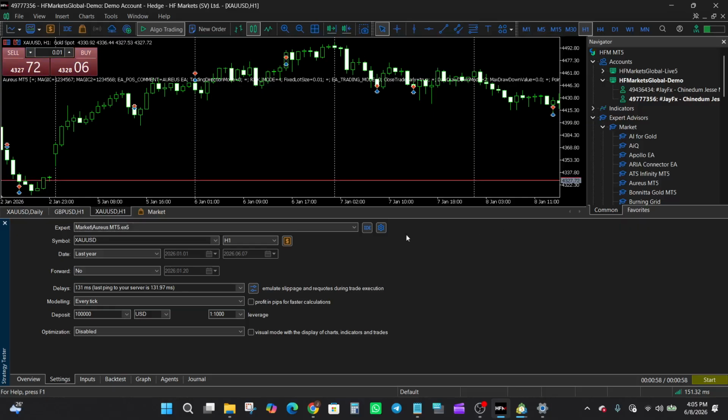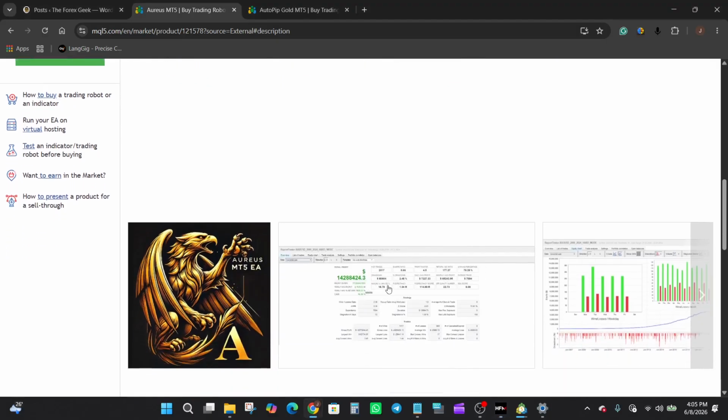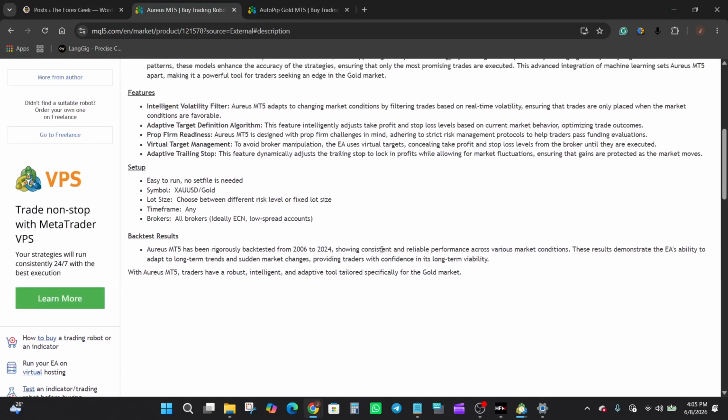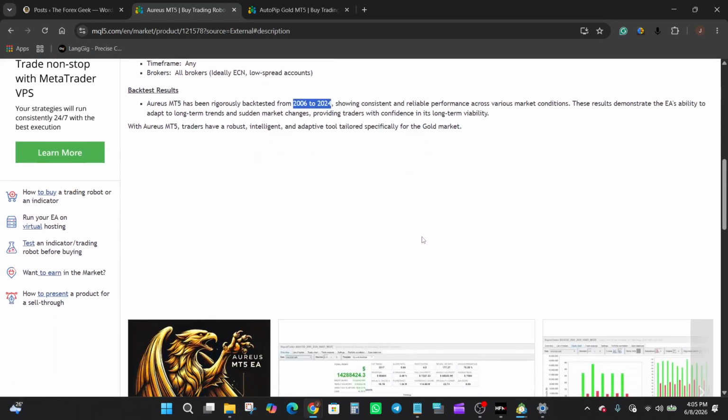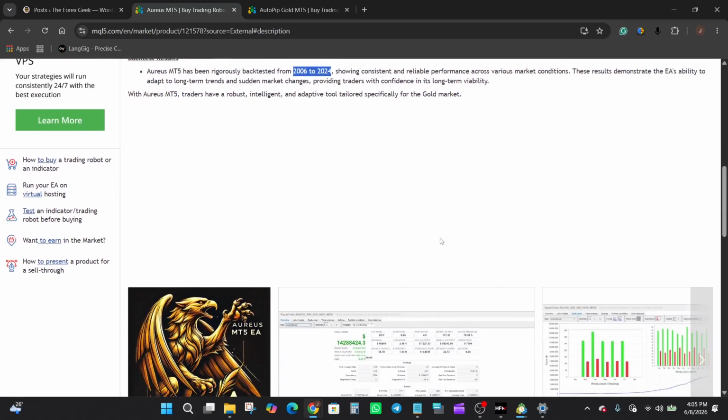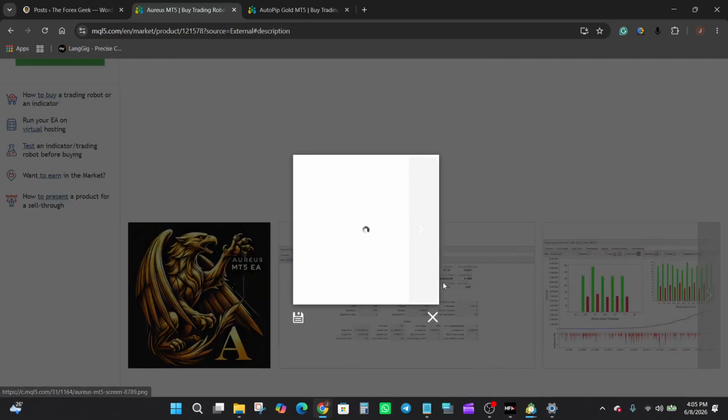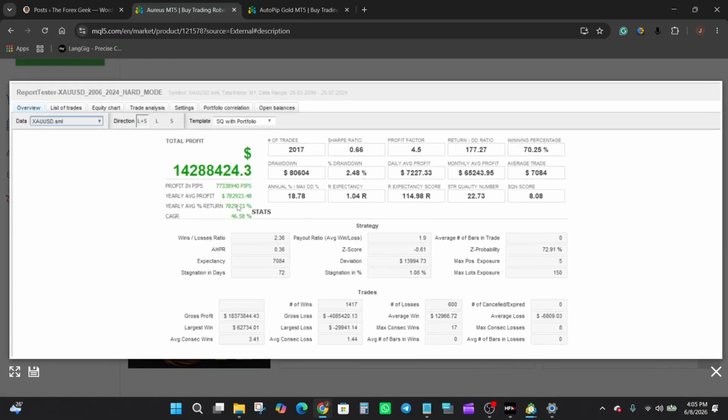The developer mentions that the EA has been backtested from 2006 to 2024, which gives a very broad historical range. That kind of testing window is useful for evaluating how the system behaves across multiple macro conditions, including different volatility regimes. And what we can see here shows that the EA performed amazingly well.